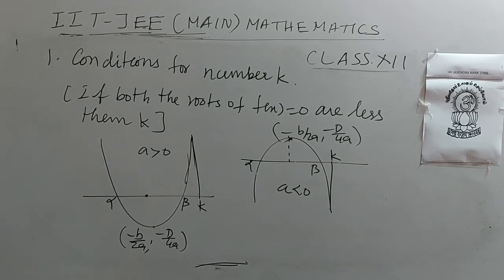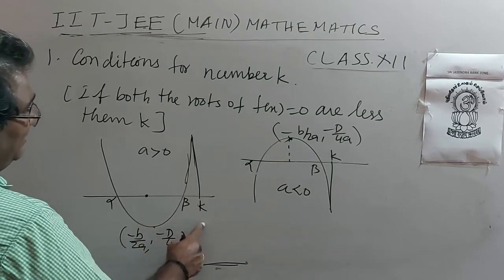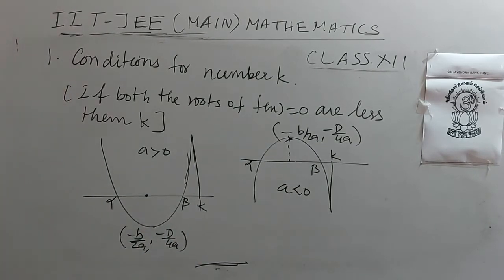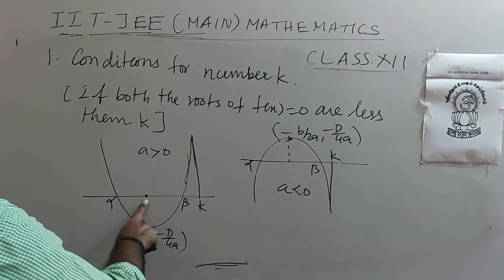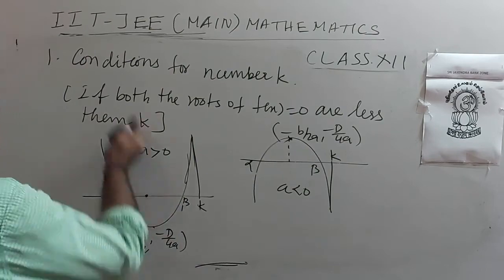The required conditions are, in both cases, k is greater than minus b by 2a. Here is minus b by 2a. K is greater than minus b by 2a. Alpha is less than beta.